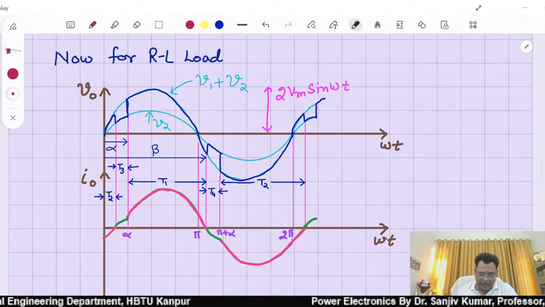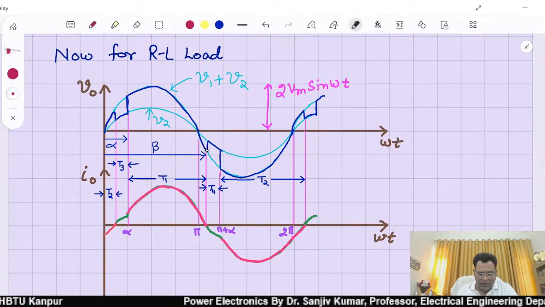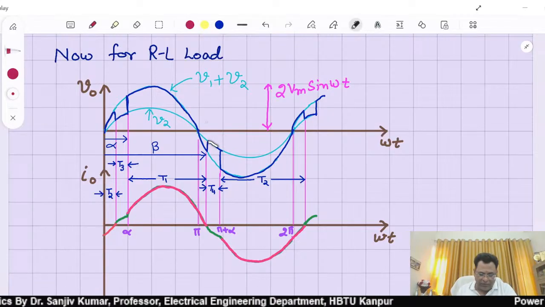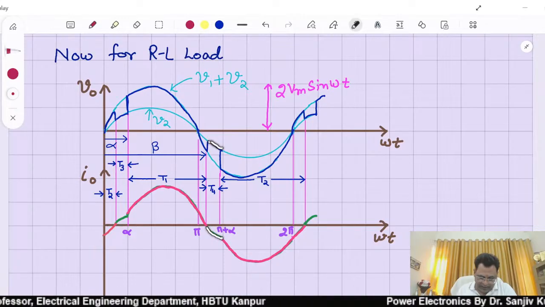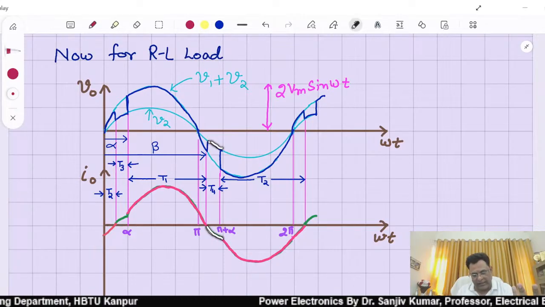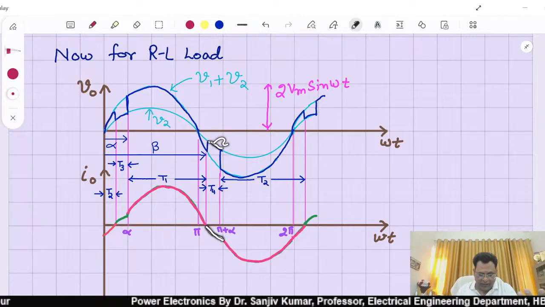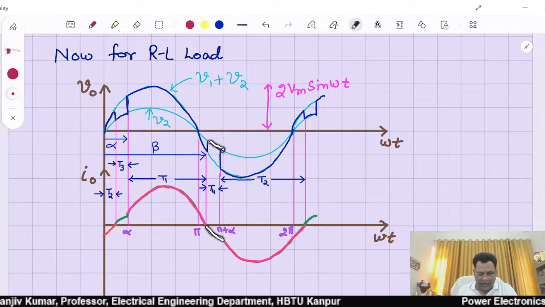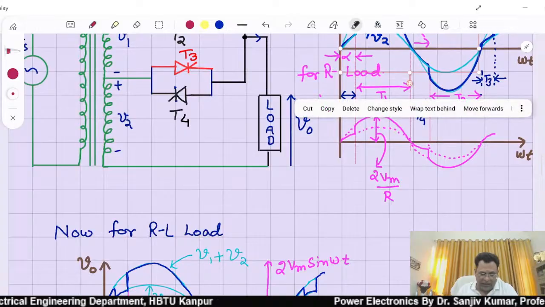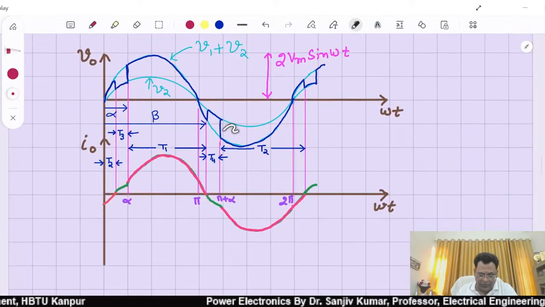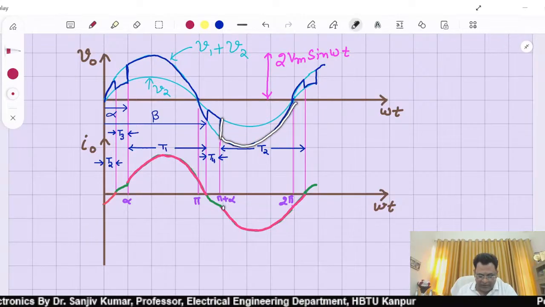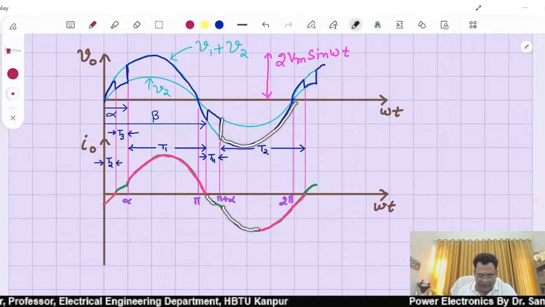and you have triggered T4. Because it is already triggered at 0 degree, the current will flow in negative direction and keeps on increasing like an exponential current. And the voltage follows the V2 curve, right? And again you trigger the device T2 at an angle alpha, so voltage will immediately jump to the V1 plus V2 curve, and current starts increasing. Here you can see it is like this. So slope and everything has changed.